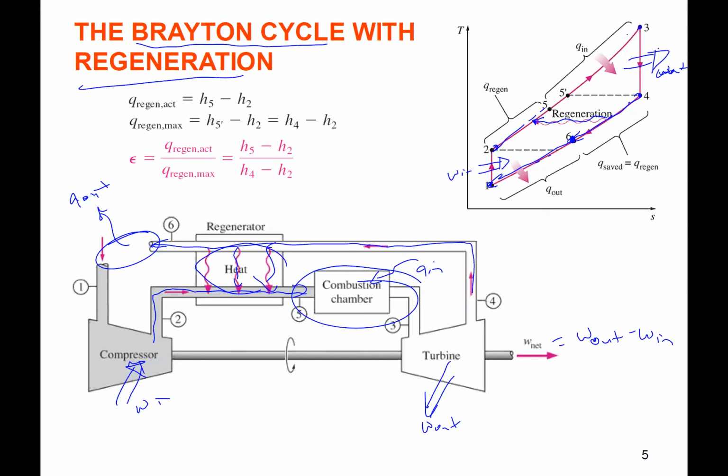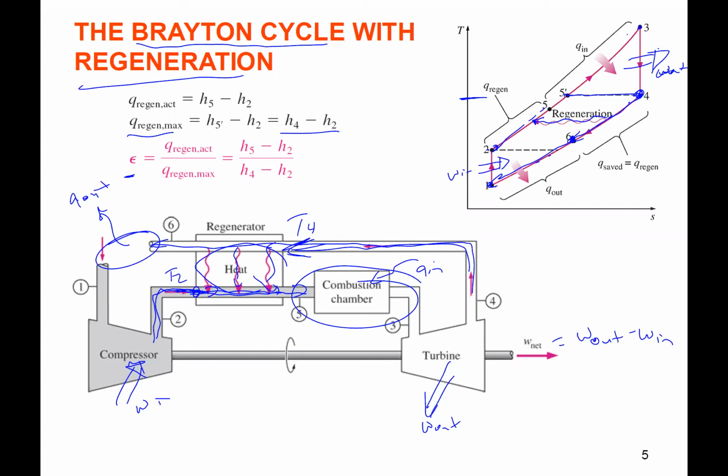So what happens is we can define an effectiveness for this. If it was a perfect regenerator, 100% effectiveness, we would be able to take state 2 coming in and heat it all the way up to the same temperature we have on this side, right? This is our T4, this is our T2 coming in. We would get T2 all the way up to that T4 temperature in a perfect regenerator. So that's our max, basically getting 2 all the way up to this point here, which is 4, right? So the same temperature right there, okay?